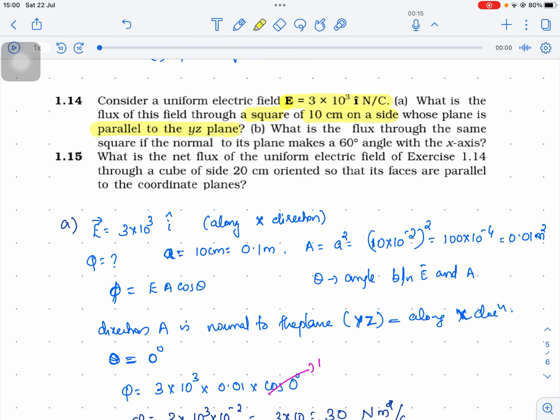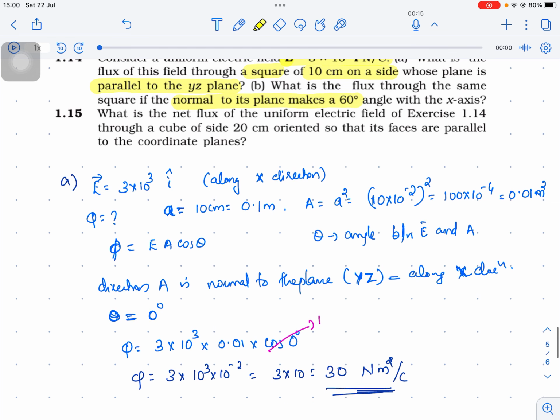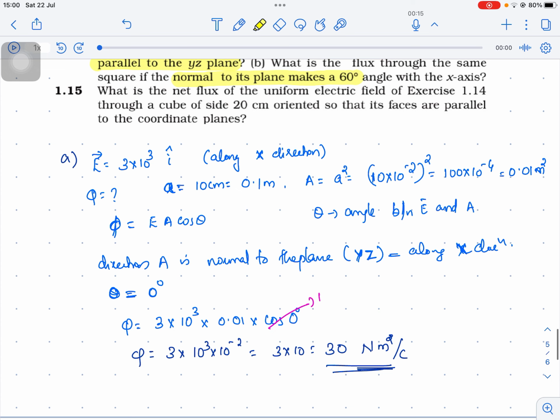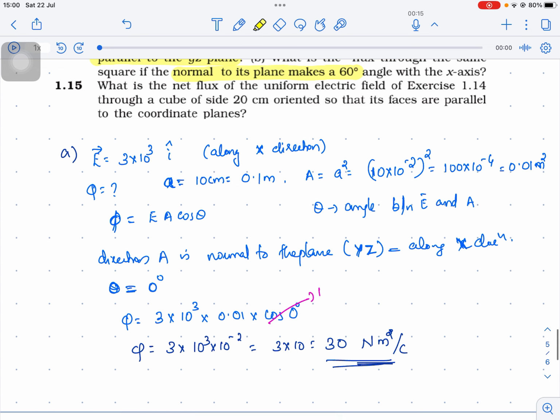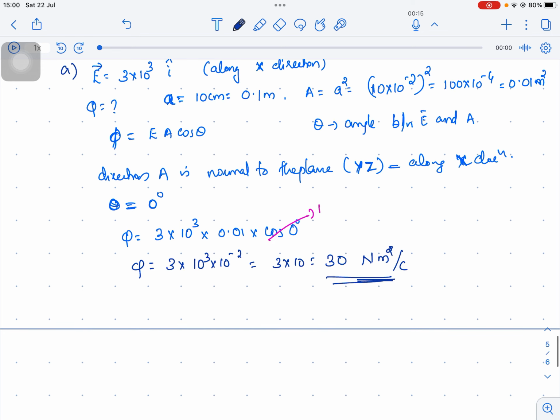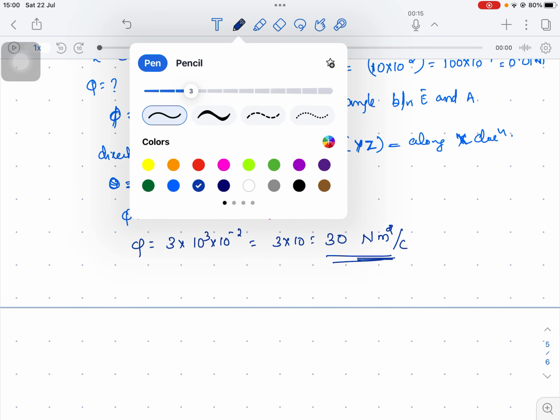Now we have one more part for this case. What is the flux through the same square if the normal to the plane makes 60 degree angle? Normal to the plane means the direction of area makes 60 degree with the electric field. The next part of the question is very simple if you know the basic idea.